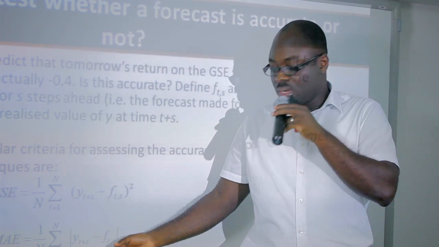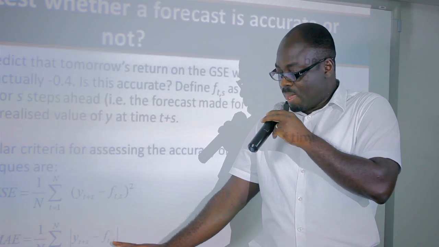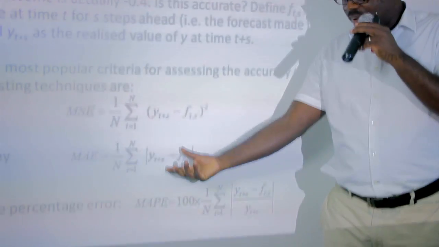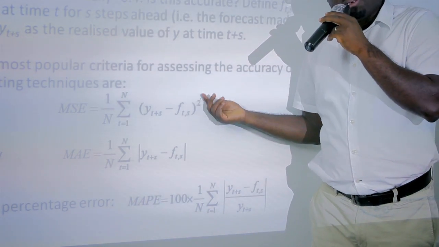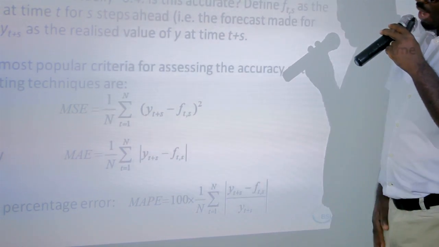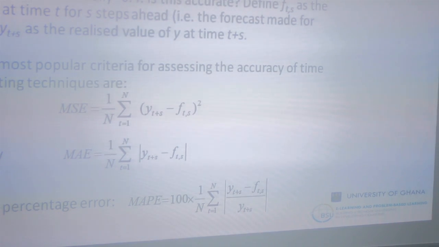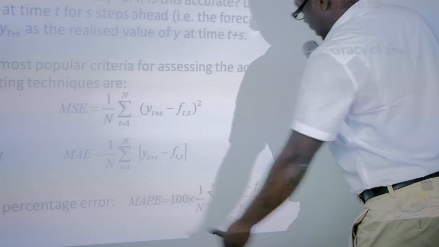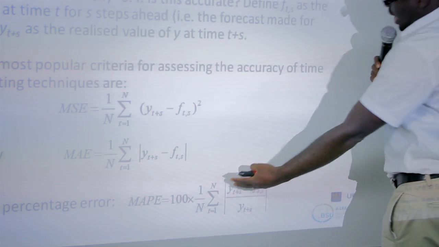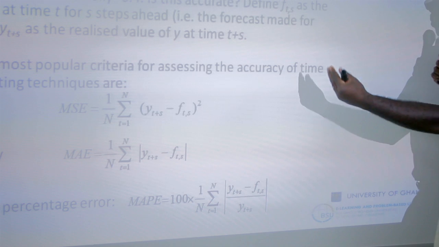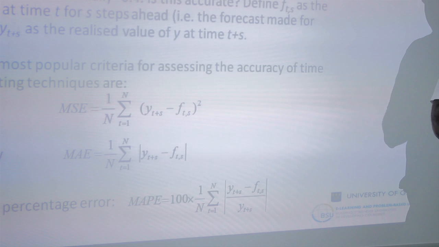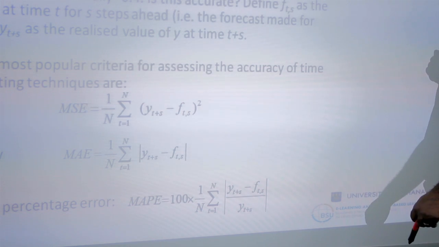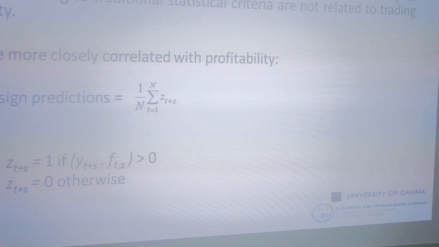So there was an improvement. Some people said, why don't we use the absolute values? So even if we take the difference and it happens that the forecast is higher than the actual, which will give us a negative value, then we can take the absolute value. So instead of blowing the values up, we reduce the values. And then we have the mean absolute error. Then we have the mean absolute percentage error. You have the actual minus the forecast divided by the actual, so what fraction of the difference pertains in the actual, times 100. So those are criteria for testing whether your forecast is accurate or not.